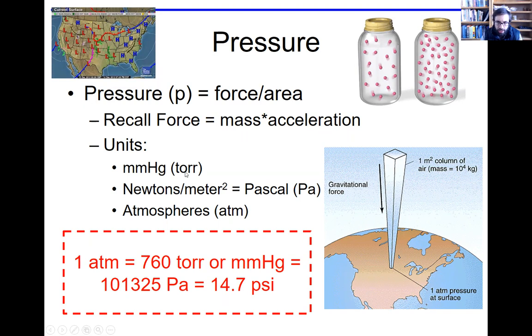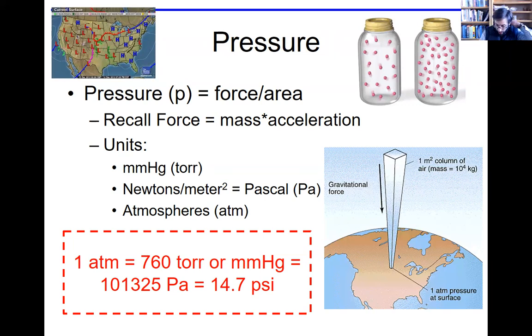That's the same unit as torr. Those are exactly the same thing. So 1 millimeter of mercury equals 1 torr. My favorite is atmospheres. 1 atmosphere equals 760 torr. And 1 atmosphere is the average atmospheric pressure at sea level. So that's a very useful unit.